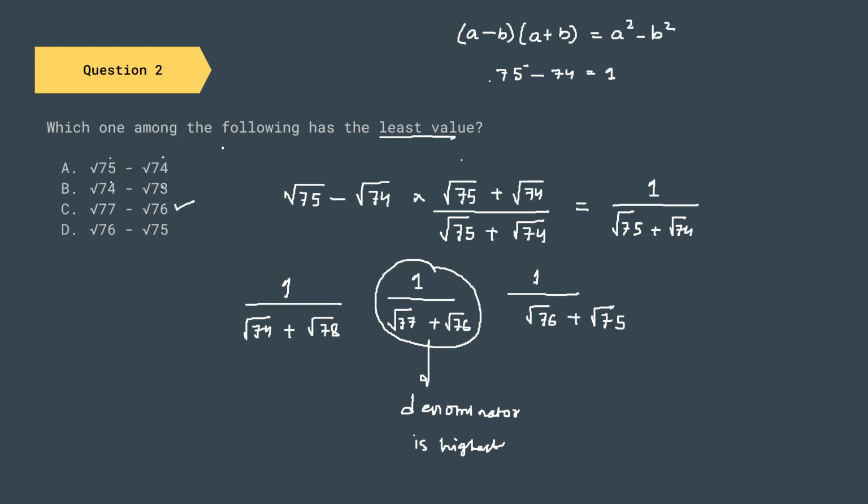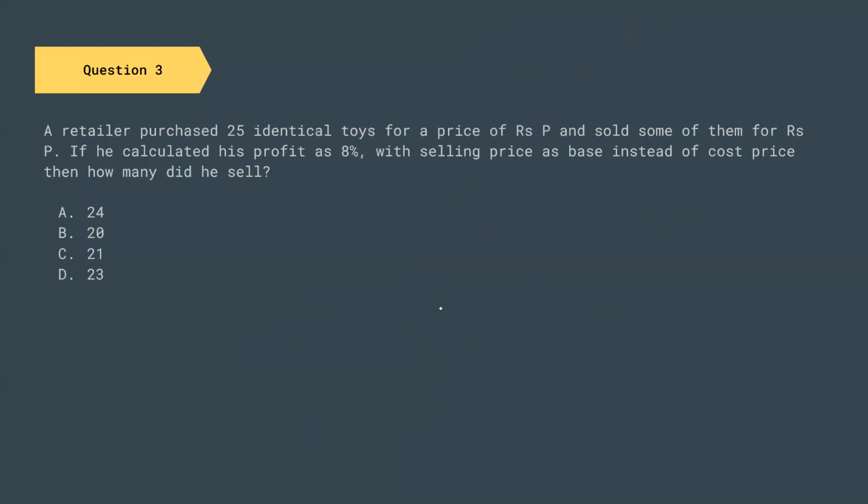So instead of finding the value of each of the terms, I have rationalized it. Rationalization made all the numerators equal. Once all the numerators were equal to each other, I found the highest denominator, and the highest denominator gave us the lowest or least value. So now let us go to the next question.